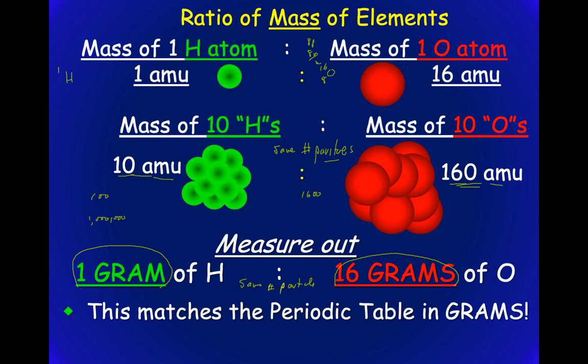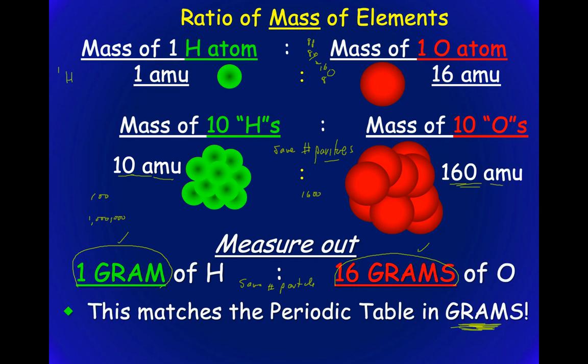Now, what's interesting about the 1 gram and the 16 grams is that it still matches the periodic table. But what I've done is I've changed the AMU, which is something we can't weigh on a scale, into something I can use in a lab, right? I can weigh things in grams. Now, if I go to the chemical bottles and weigh out 1 gram of hydrogen and 16 grams of oxygen, I can be sure that even though I can't count the particles, those particles are the same in number.